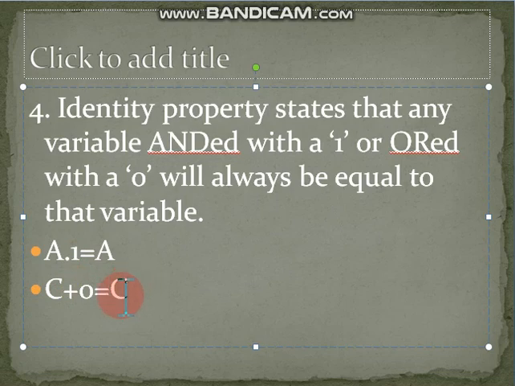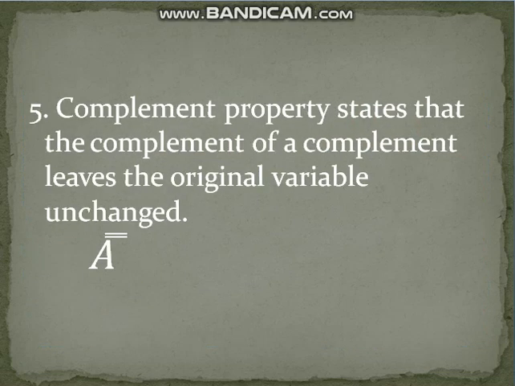Okay, so moving forward to another property, which is the complement property, my favorite. Complement property states that the complement of a complement leaves the original variable unchanged. Simple English, straightforward. Complement of a complement. So when we have a single bar, it's just a complement. When we have 2 bars, that is complement of a complement, like what we're seeing here. This is how a complement of a complement looks like. Now, what does it do when it's on top of a variable like this? It leaves the original variable unchanged.